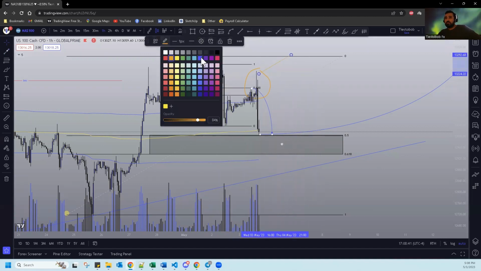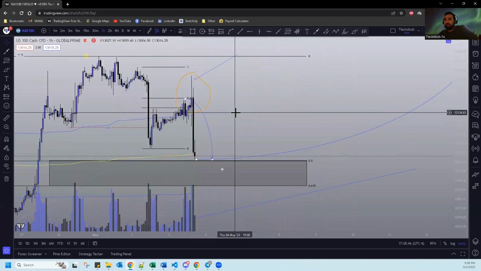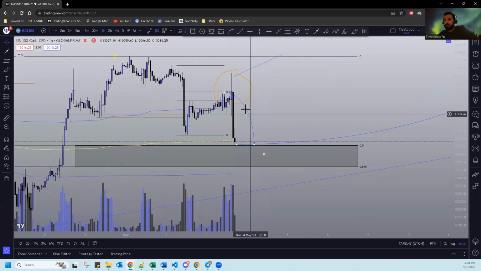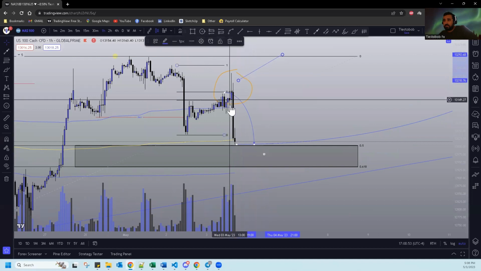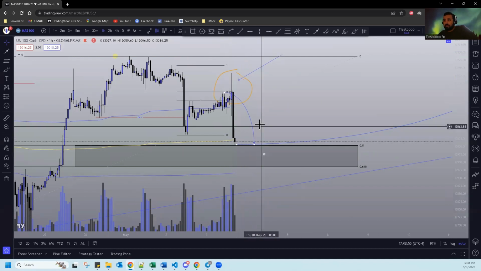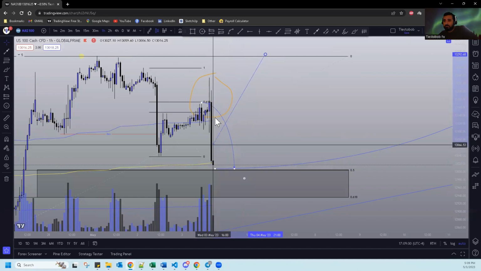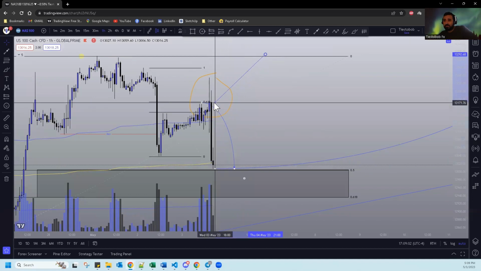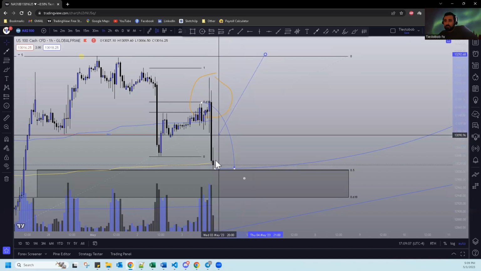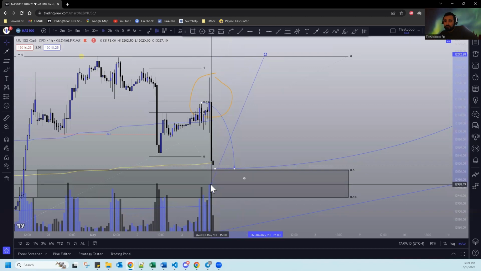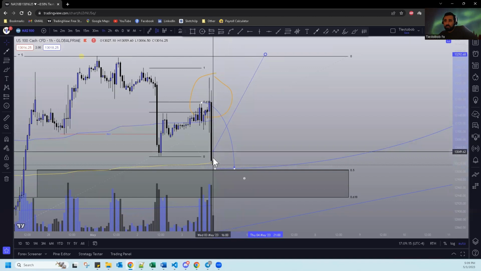Okay, so what are the next steps? Let's take a look at this a little bit deeper. I want you guys to pay attention to these two candles right here. Look at the size of this large bearish candle. This is massive compared to the candle just before it. And look at the volume. The volume of the previous candle is actually higher than this huge candle down.